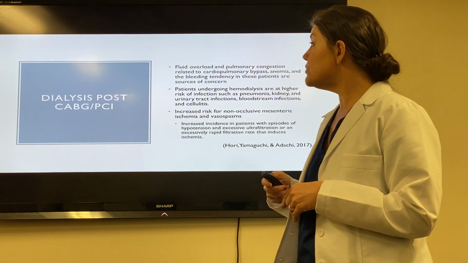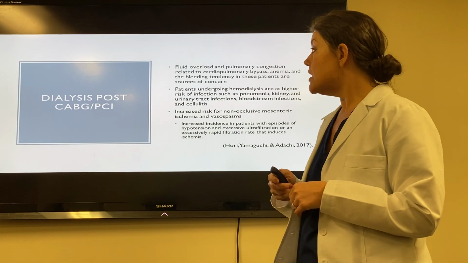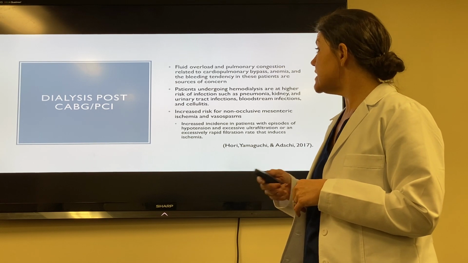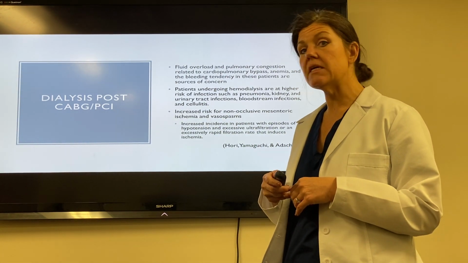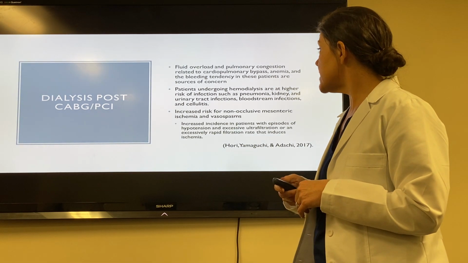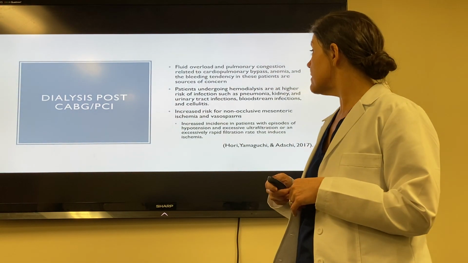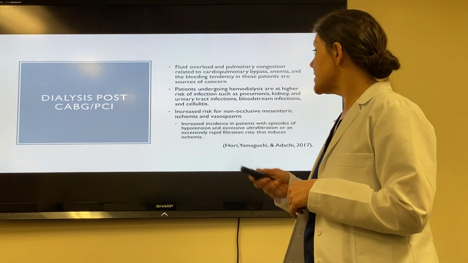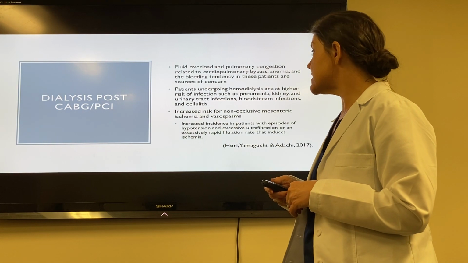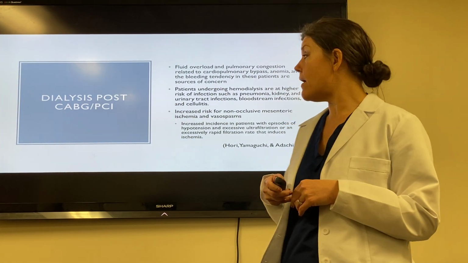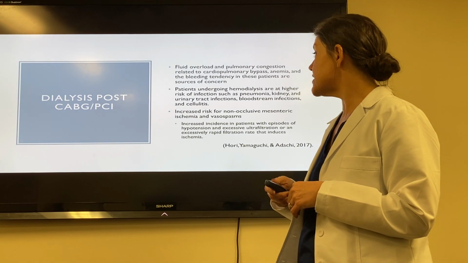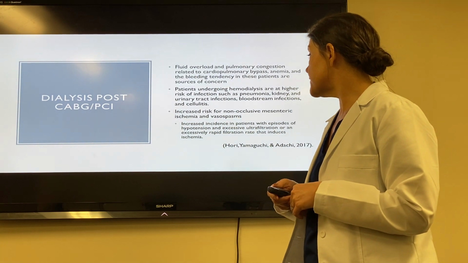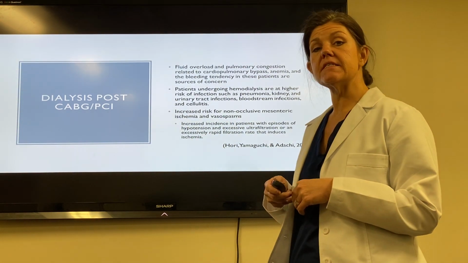So we also have to consider fluid overload and pulmonary congestion after a CABG or PCI. It's related to cardiopulmonary bypass, anemia, and any bleeding tendencies should also be considered. Patients undergoing hemodialysis are at a higher risk of infection as well, such as pneumonia, kidney failure, bloodstream infections, and cellulitis. And then there is an increased risk for non-occlusive mesenteric ischemia and vasospasms as well. This is increased incidence in patients with episodes of hypotension, excessive ultrafiltration, and rapid filtration rates that can cause ischemia.